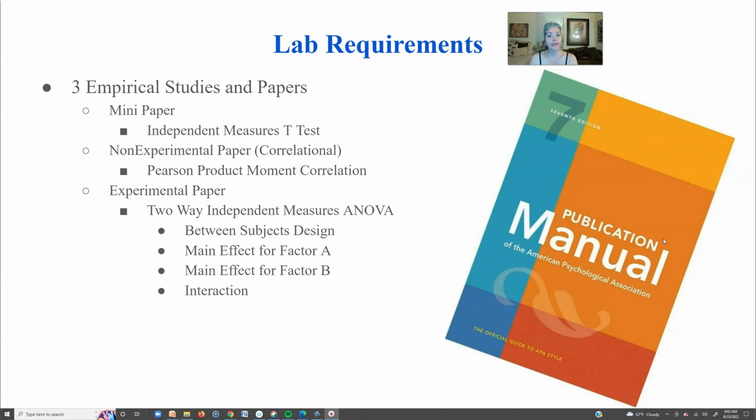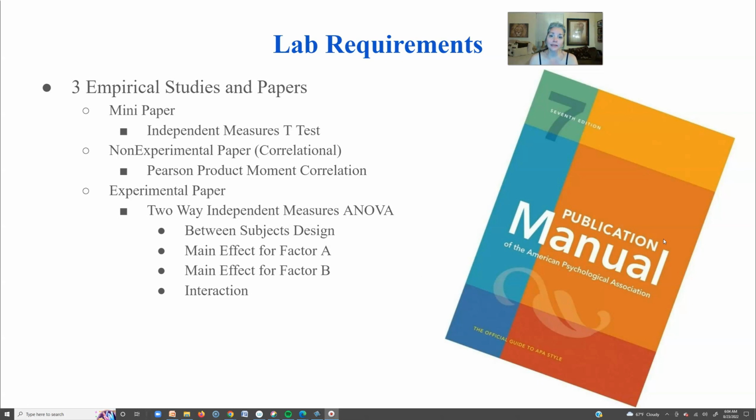Finally, we're going to do an experiment. Experiments will be designed as groups, so you'll have a lab group that you'll be working with. You'll be designing a 2x2 between subjects design, and you'll be running an analysis to analyze the results, which will be a two-way independent measures ANOVA. And because this is a between subjects design, we know it's an independent measures ANOVA.